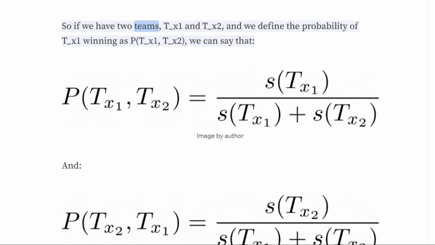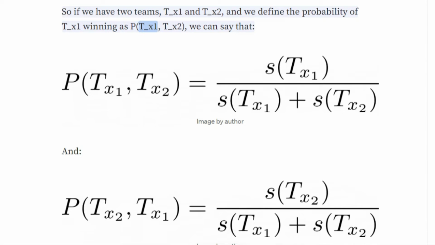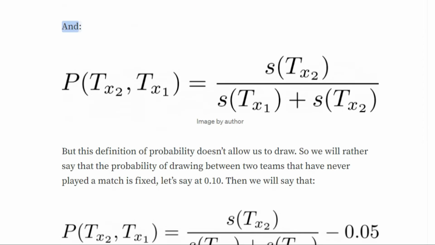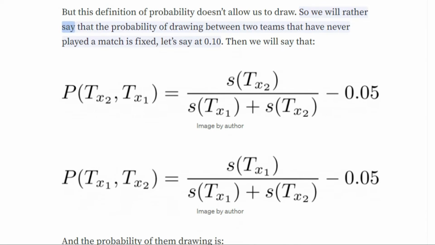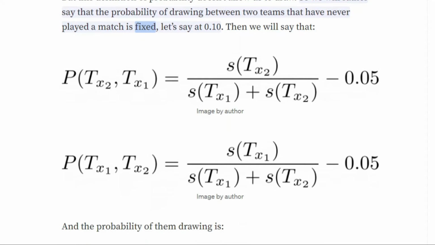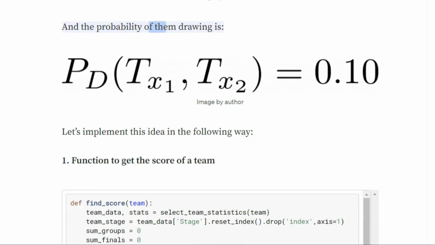So if we have two teams, T_x1 and T_x2, and we define the probability of T_x1 winning as P_x1, and of T_x2 as P_x2, we can say that. But this definition of probability doesn't allow us to draw. So we will rather say that the probability of drawing between two teams that have never played a match is fixed, let's say at 0.10. Then we will say that, and the probability of them drawing is.